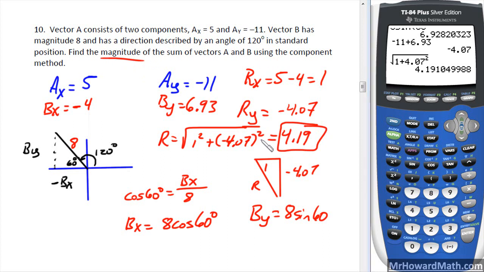We'll stop video 2 right here with question 10. We'll pick up with question 11 in video 3.